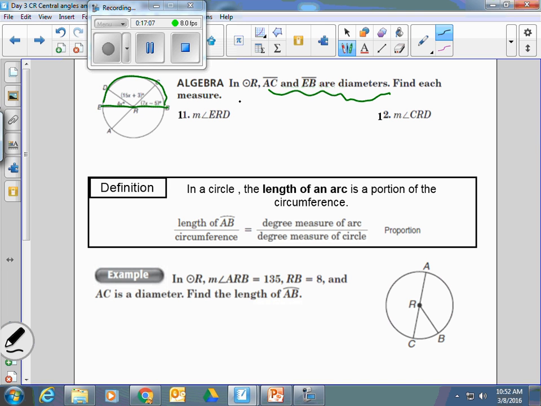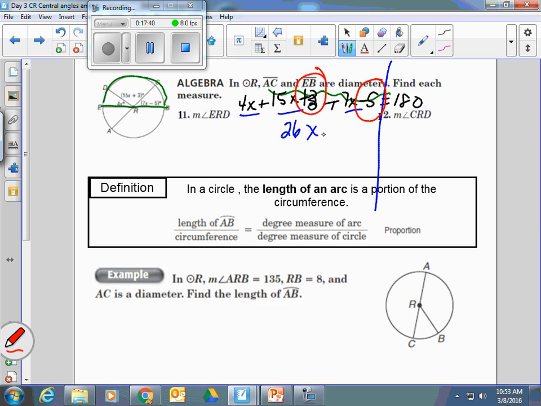Absolutely. So fix me if I do this wrong. 4x plus, is it 15x minus 2? It's 4x plus 15x plus 3. Oh, plus 3. Plus 7x minus 5 equals 180. What would you do first? Put all the x's together. Good, let's put all the x's together. So I have a 4x, a 15x, and a 7x. I believe that's 26 x's, isn't that true? That is. Good. And then I have a plus 3 and a minus 5. Minus 2. And that would be equal to 180.